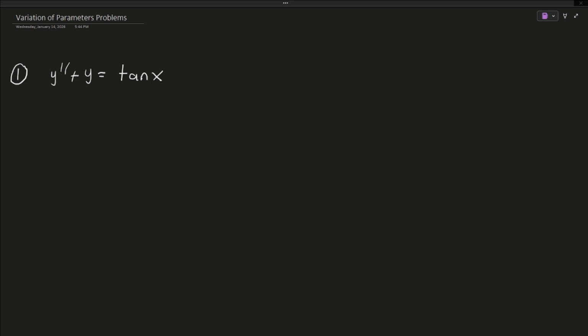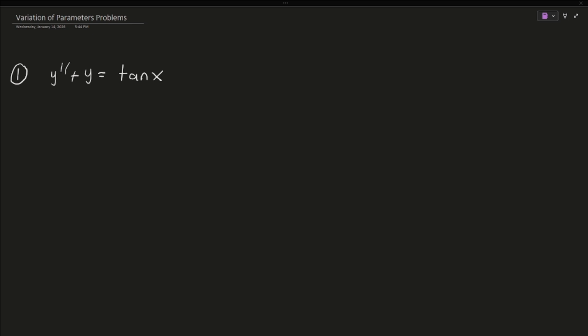Now let's work on some very nice variation of parameters problems. When we have a non-homogeneous second order ordinary differential equation, one of the methods we could use was the method of undetermined coefficients. And the method of undetermined coefficients is pretty useful.